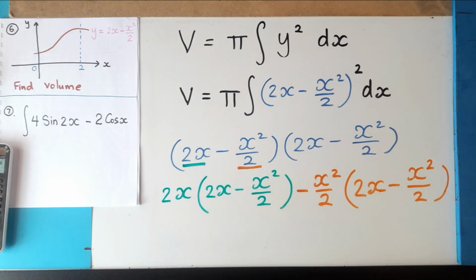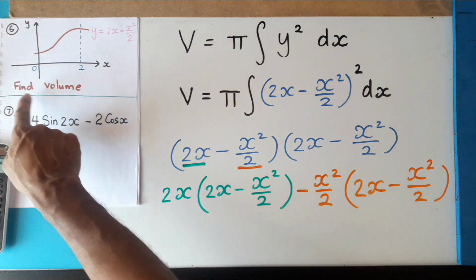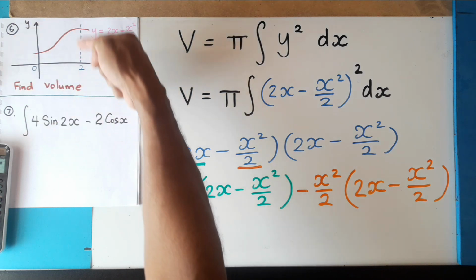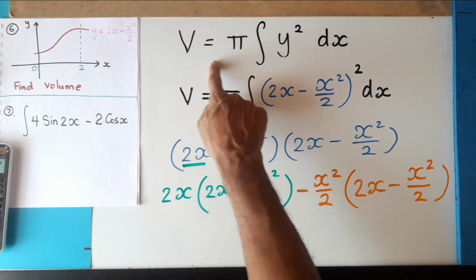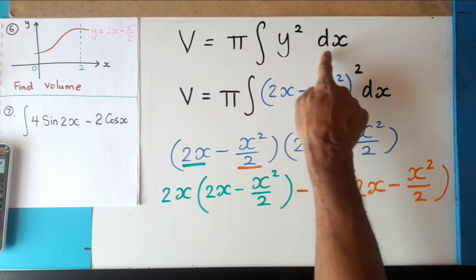Alright, so question 6, I went ahead and put most of the work in on the board. So let me just discuss what's going on here. They want you to find the volume if you take this graph and rotate it by 360 degrees about the x-axis. So this here is the formula to find volume. Pi integral y squared dx.